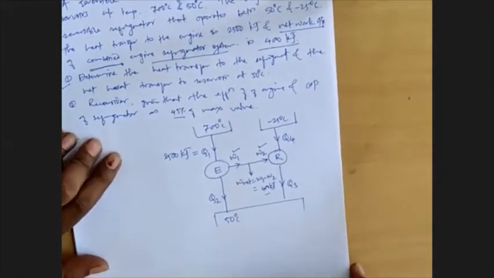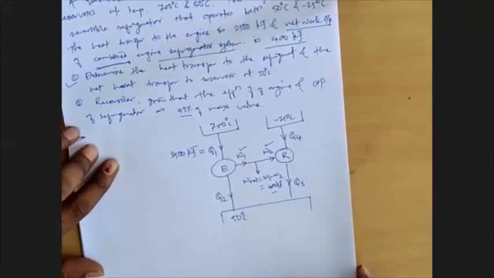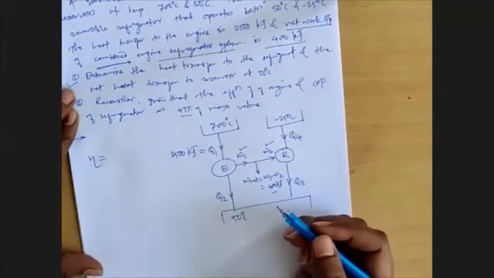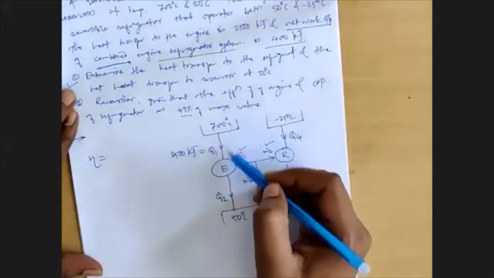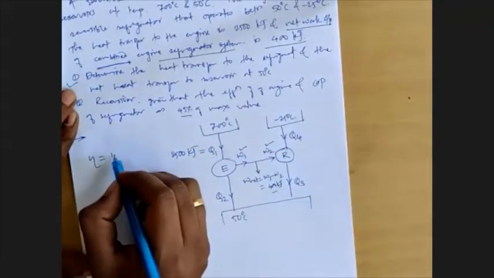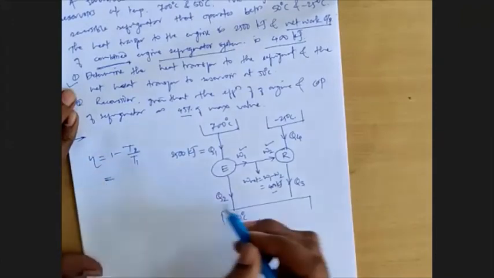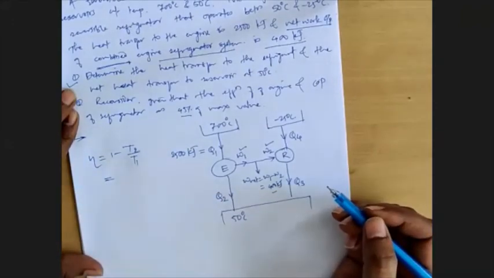Okay, so now let's solve for the engine first. Let's take the relation for efficiency because we know the source temperature and sink temperature. So 1 minus T2 by T1. Pratik, convert that 750 into Kelvin.